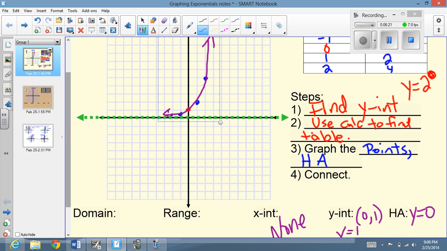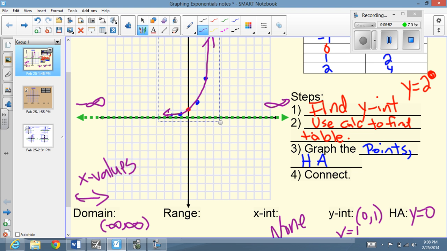Okay, let's talk about domain and range. Domain, remember, domain is our left and right. Okay, domain are our x values. And in this case, we go all the way down to negative infinity with this graph. We go all the way up to positive infinity with this graph. So our domain goes from negative infinity up to positive infinity.